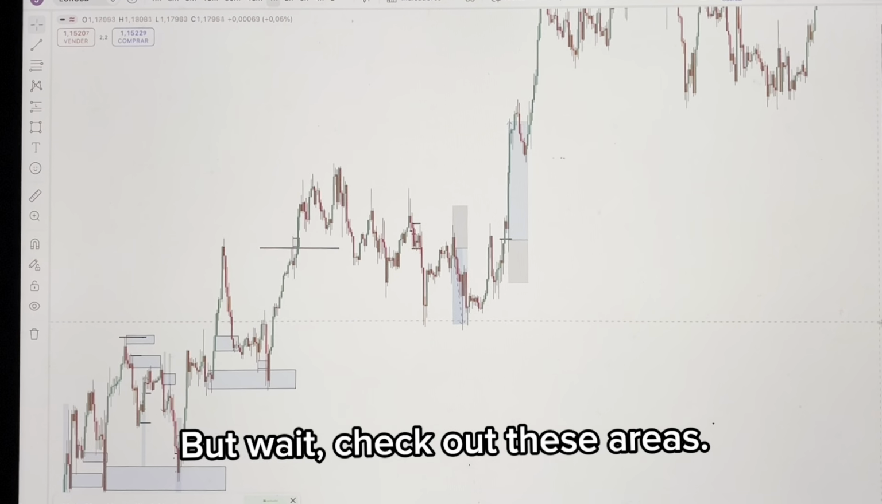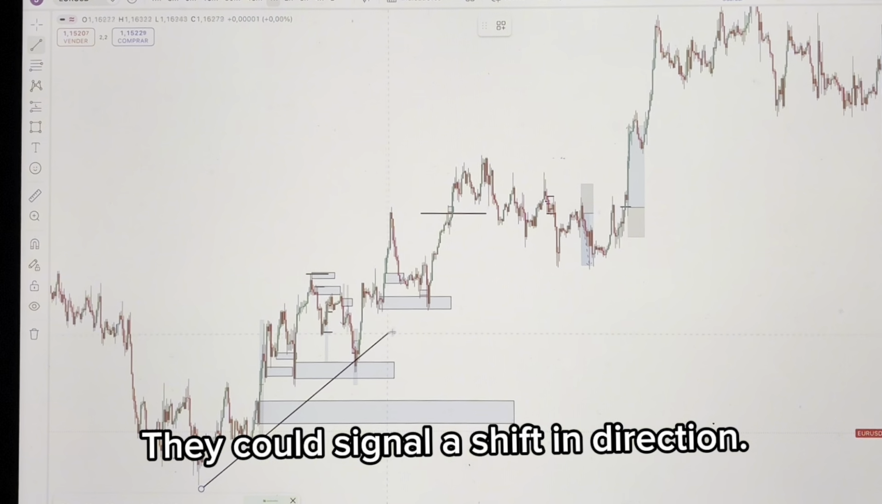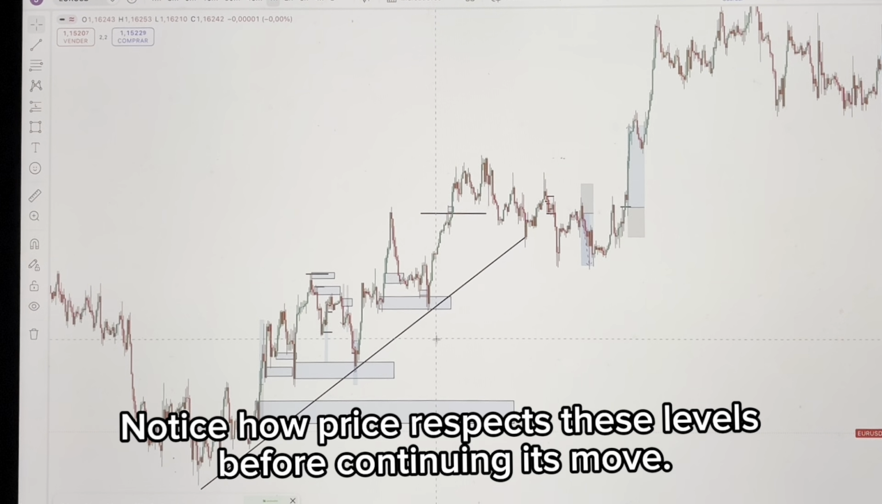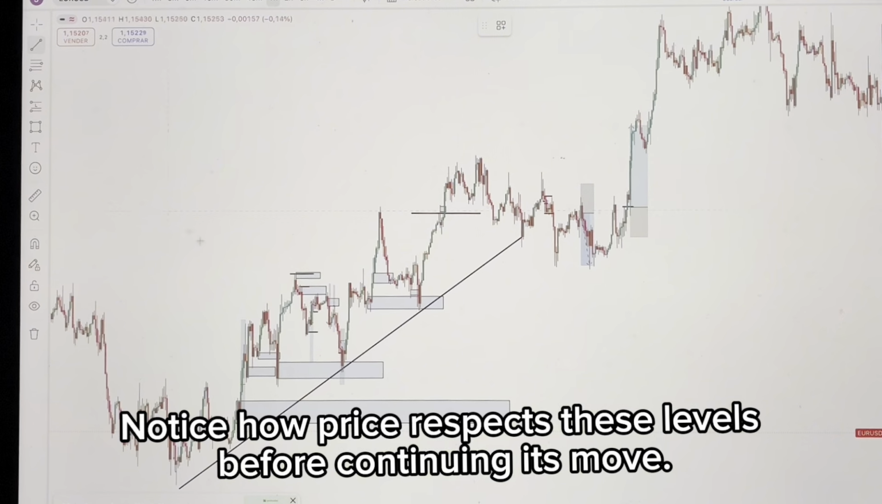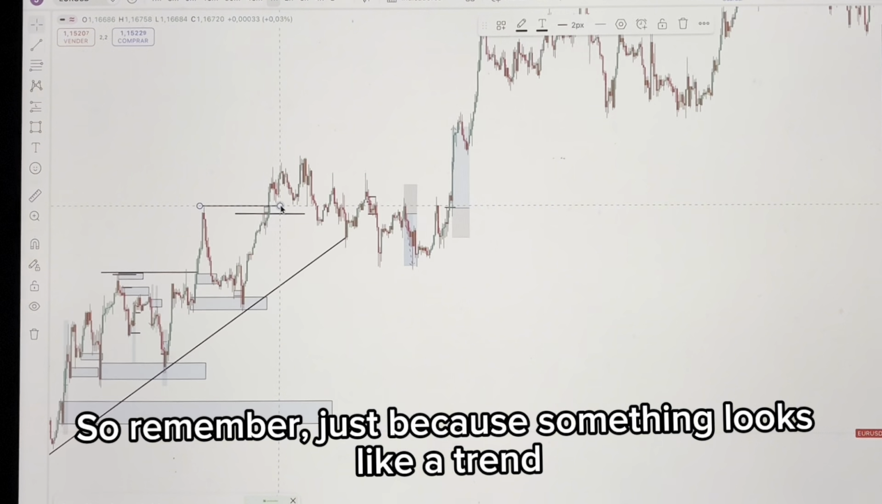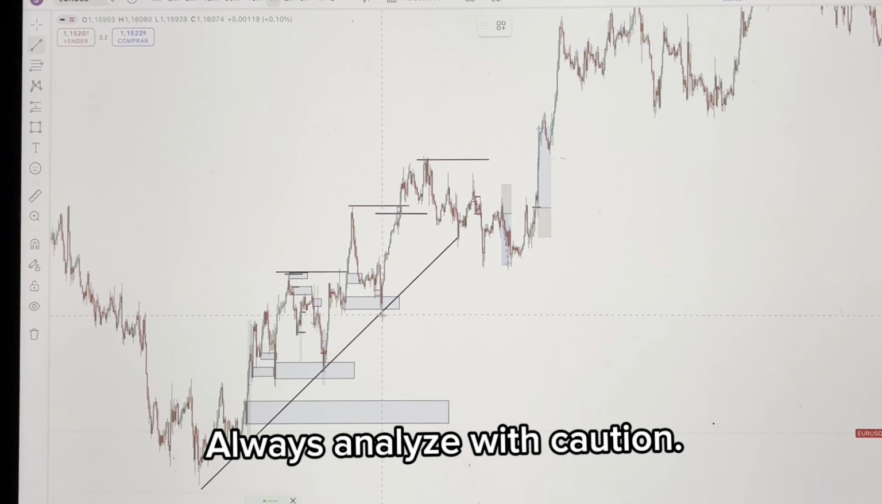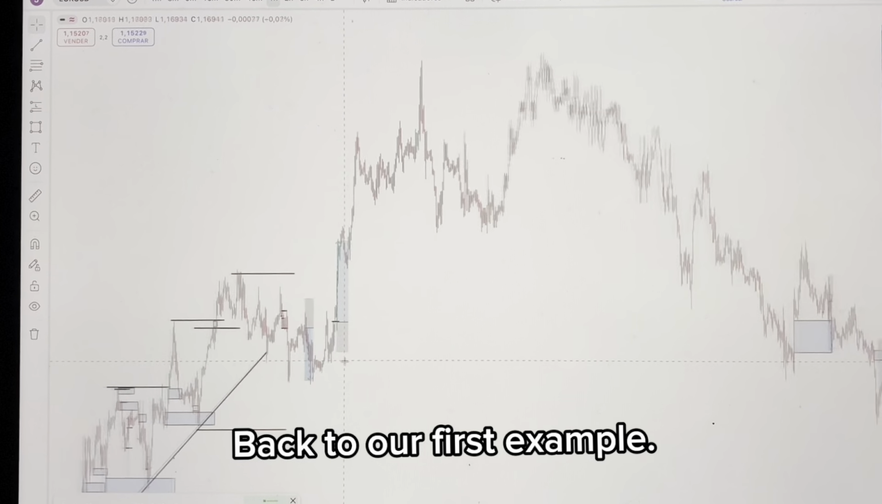But wait, check out these areas. These zones represent potential breakouts or reversals. They could signal a shift in direction. Notice how price respects these levels before continuing its move. That's why identifying key levels is crucial. So remember, just because something looks like a trend doesn't mean it truly is. Always analyze with caution. Back to our first example.